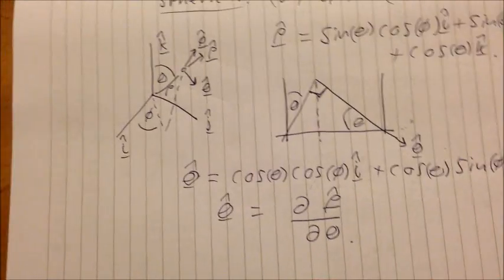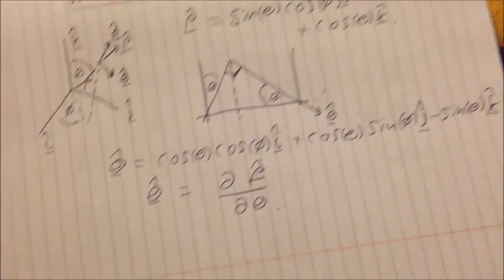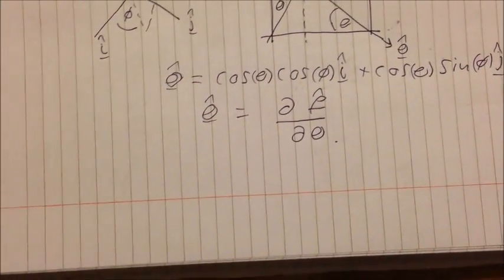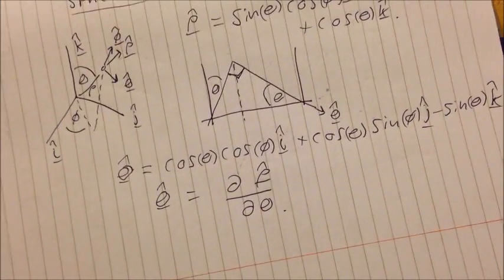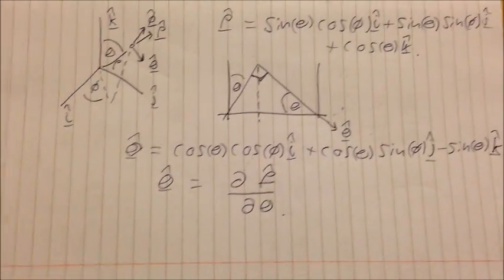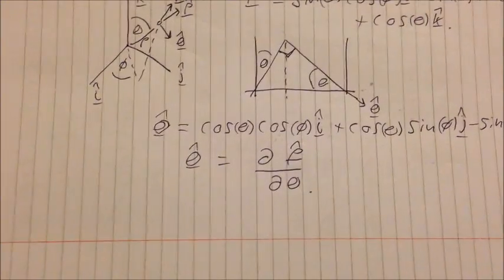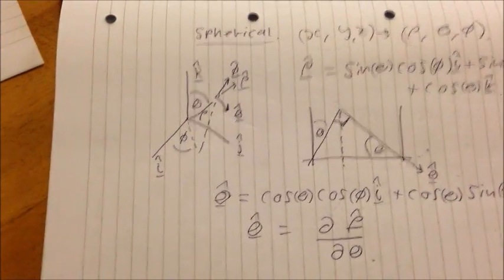Okay, what's left? Let me have a quick check. Ah yes, so we've done the rho hat unit vector and the theta hat unit vector. Now I've got the phi hat unit vector left in the spherical coordinates, and then that's it.